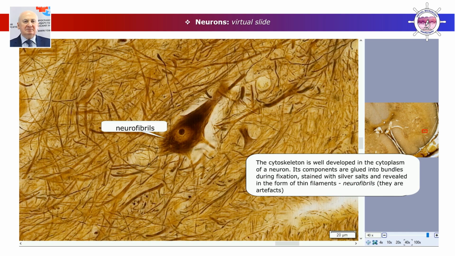The cytoskeleton is well developed in the cytoplasm of a neuron. Its components are glued into bundles during fixation, stained with silver salts and revealed in the form of thin filaments, neurofibrils, which are artifacts of the histological processing of the samples.